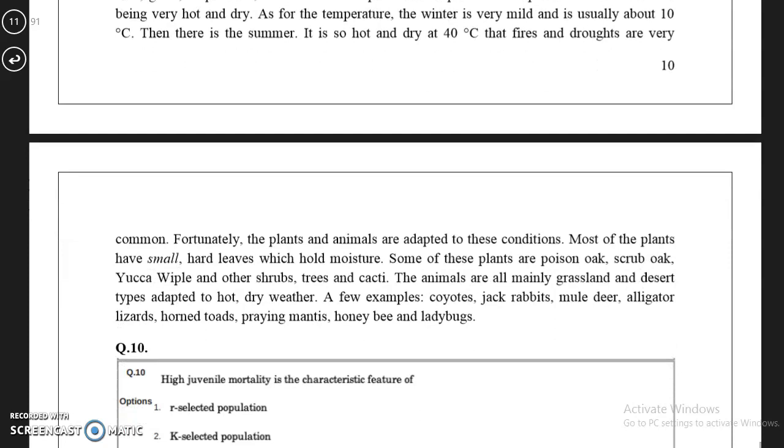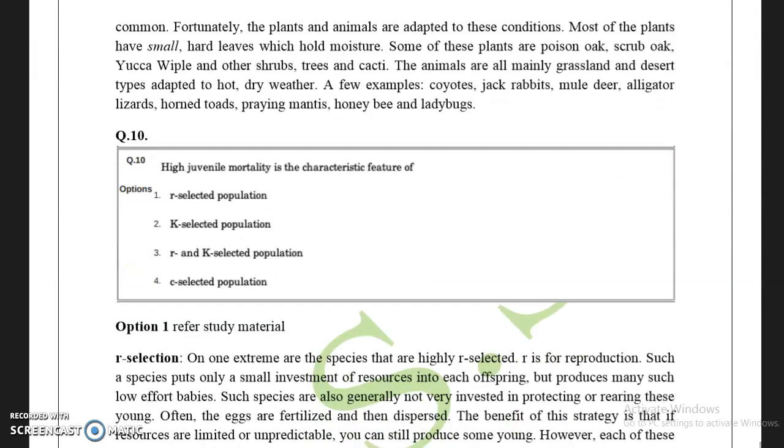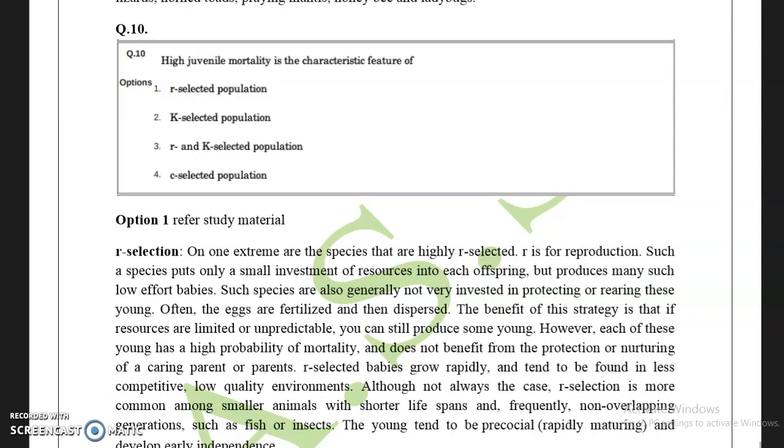The next question would be question number 10. Again from ecology, again a very important and highly asked question. Question number 10 says, high juvenile mortality is a characteristic feature of, and 4 options are given below. Now, there are 2 kinds of species or populations mainly. One is known as K-selected and the other is known as R-selected.